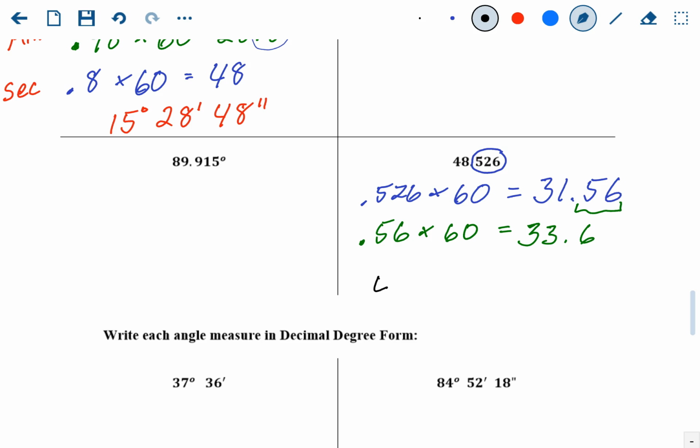So we got 48 degrees. The minutes was the first one we found, 31 minutes. And then 33.6 seconds.